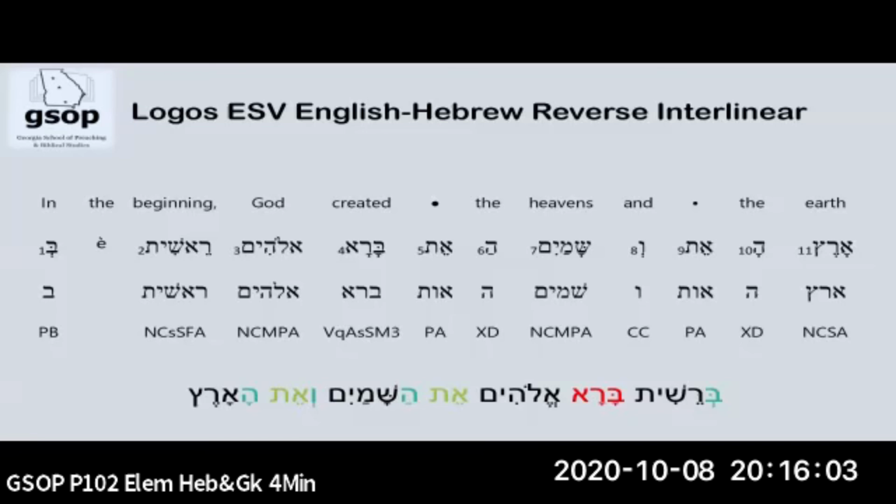absolute form. And so when you look at the English Hebrew reverse interlinear, it'd be very useful to help grasp what's being said and the grammar associated with it. So you don't have to be a grammarian.